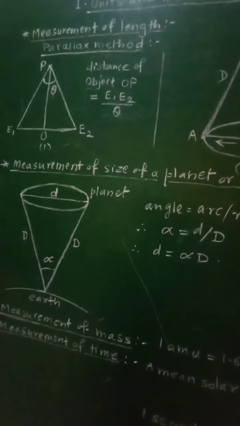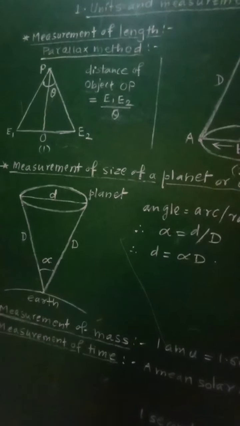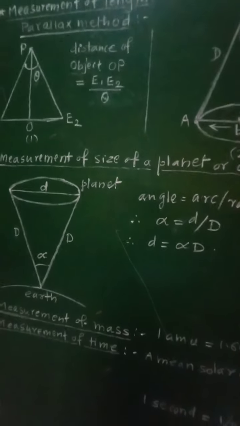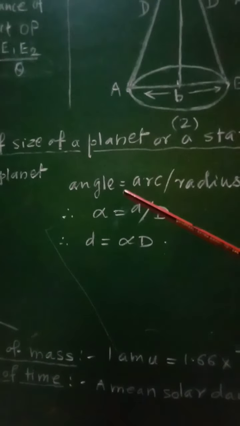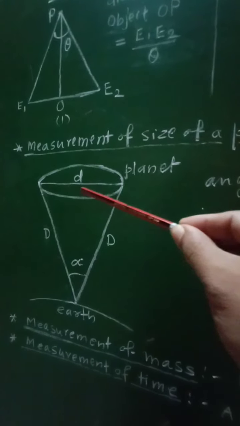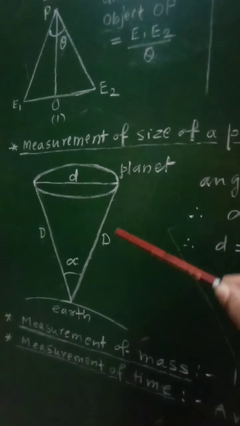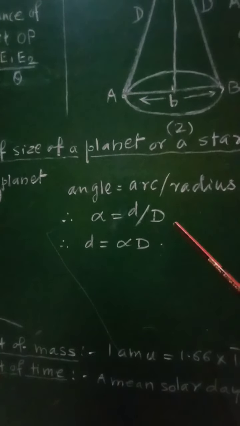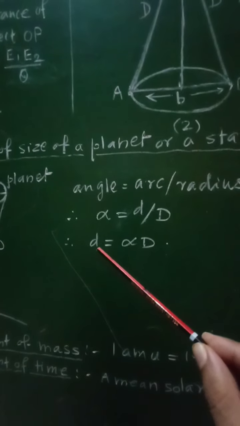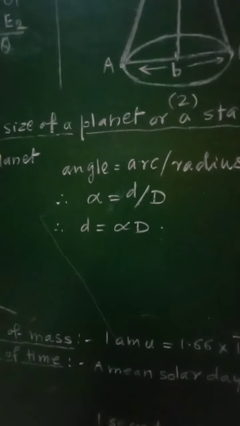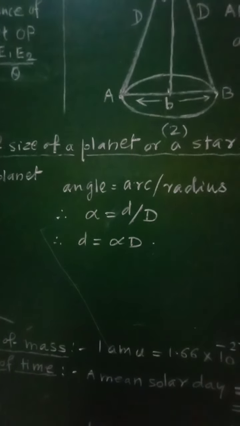Then, as the distance capital D of the planet is large, we can calculate the diameter of the planet by using this relation. Again, angle is equal to arc upon radius. So this angle alpha will be equal to arc, that will be this distance d, upon this radius capital D, and therefore alpha equals d by D. From this, d, that is the size of the planet, will be determined. The diameter of the planet will be the product of alpha and capital D.